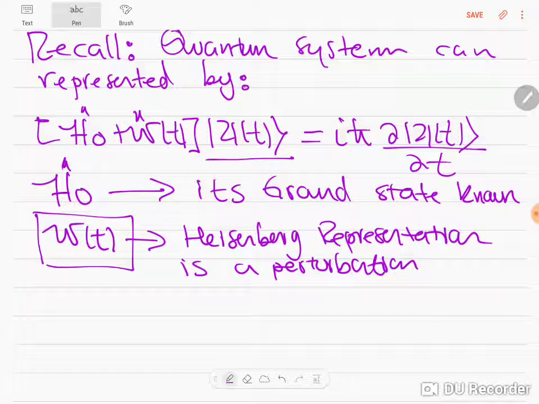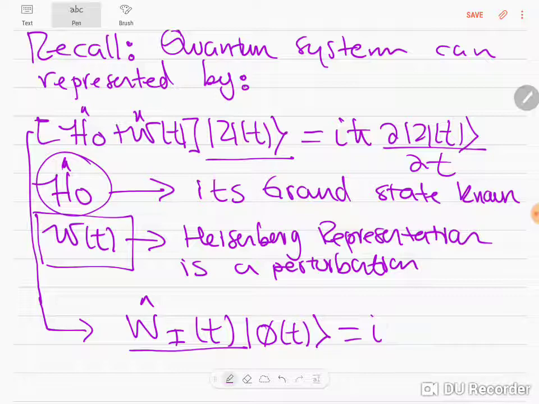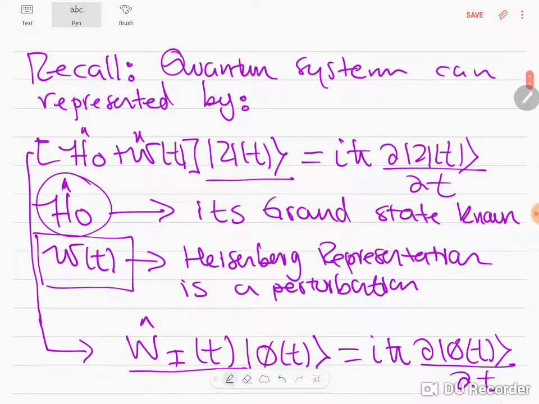Okay, so now it is useful in this type of problem that we work in the interaction picture. In the interaction picture, we get rid of H0 and we only have W sub I of t, which is written in the interaction picture, as I explained three videos ago. This acts on a new state phi of t and is equal to i h bar d phi of t dt. Okay, now how did that happen?